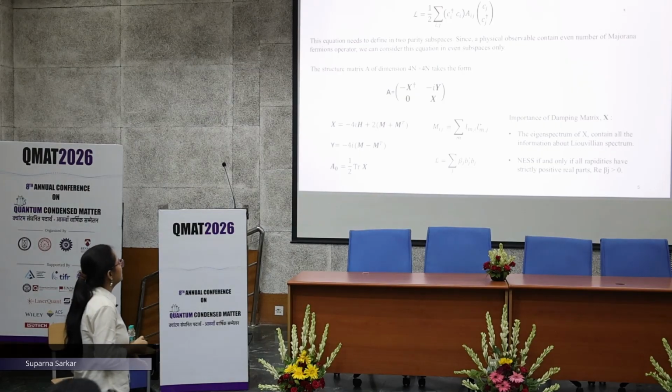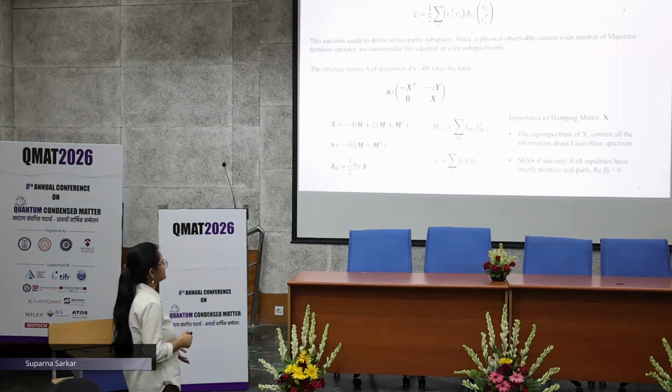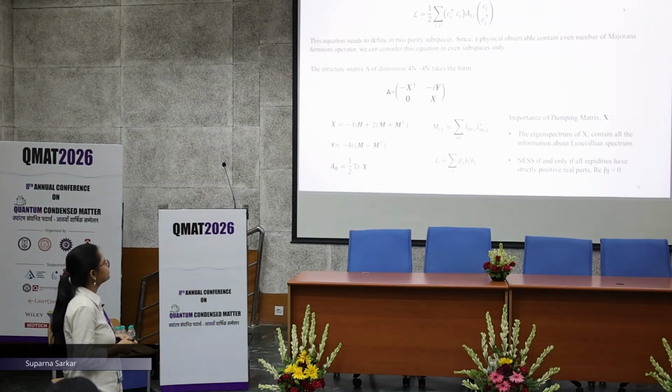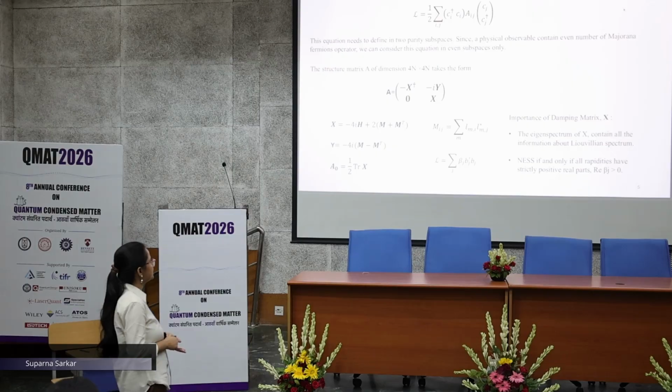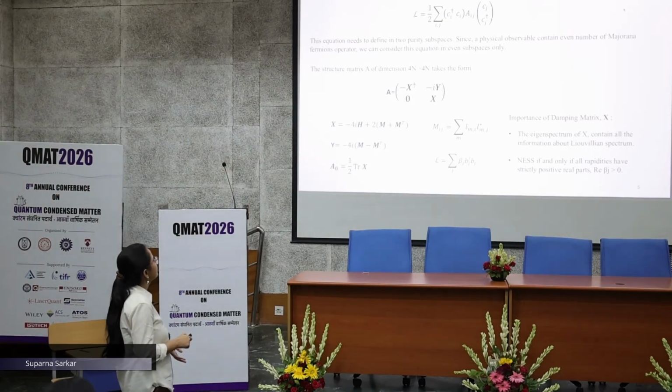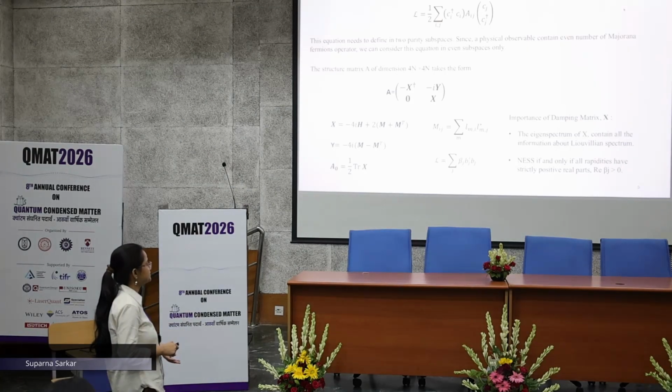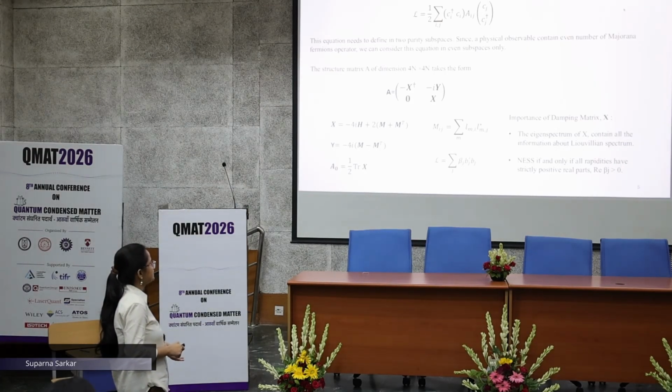So we end up with a structure matrix which has a dimension 4n cross 4n. Once you consider the open quantum system with dissipation, your dimension was like n square cross n square, and from there we ended with a 4n cross 4n dimension matrix, and from here the different matrices are given by this. The important matrix is the damping matrix, which has dimension n cross n, sorry, 2n cross 2n. You can calculate the bath matrices from the Lindblad bath operators, and once you get your bath matrix, you can construct this damping matrix.